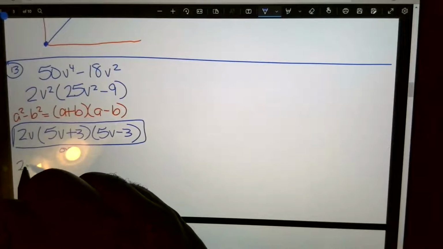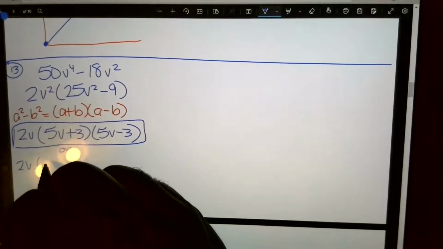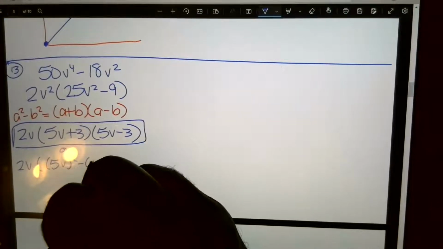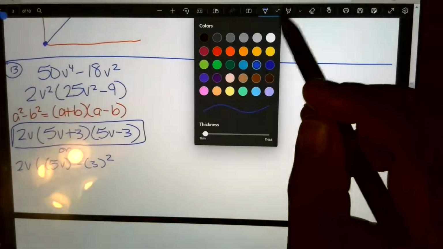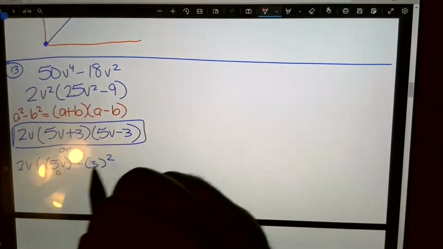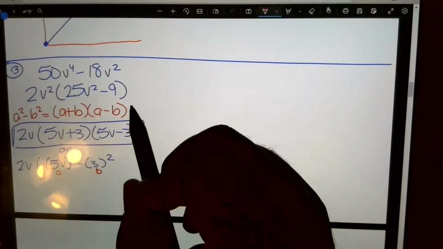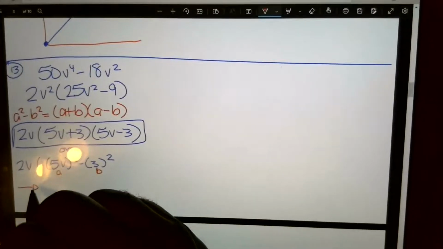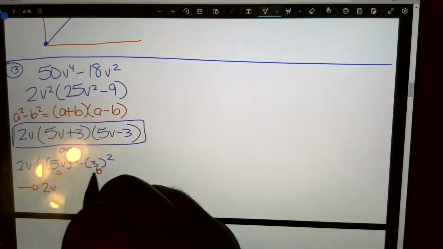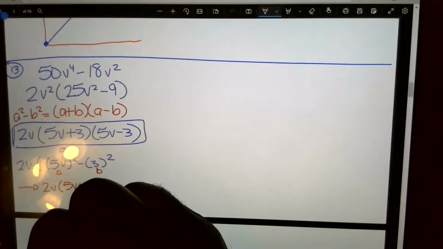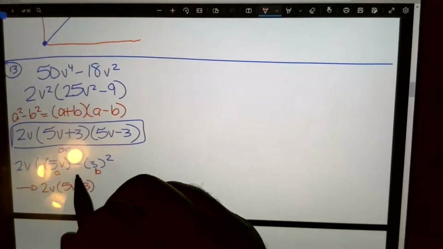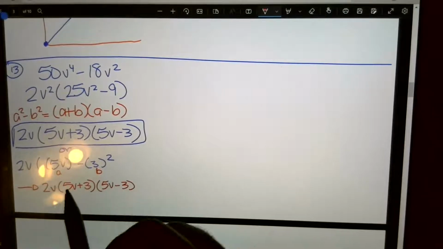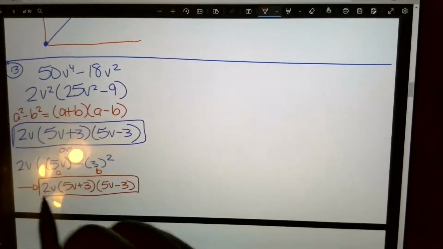Or you can say 2v squared times 5v squared minus 3 squared. And in this instance, this is your a value, that is your b value. And you just apply your formula here. Where's 2v squared? A plus b, 5v plus 3, a minus b, 5v minus 3. And that becomes your answer.